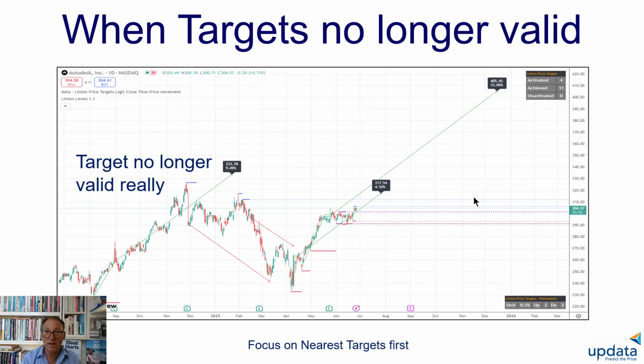So you may not even use the targets for the price actually getting to the target. It's just helping you understand where's the stop level, where's the target level, is this a trade worth taking?